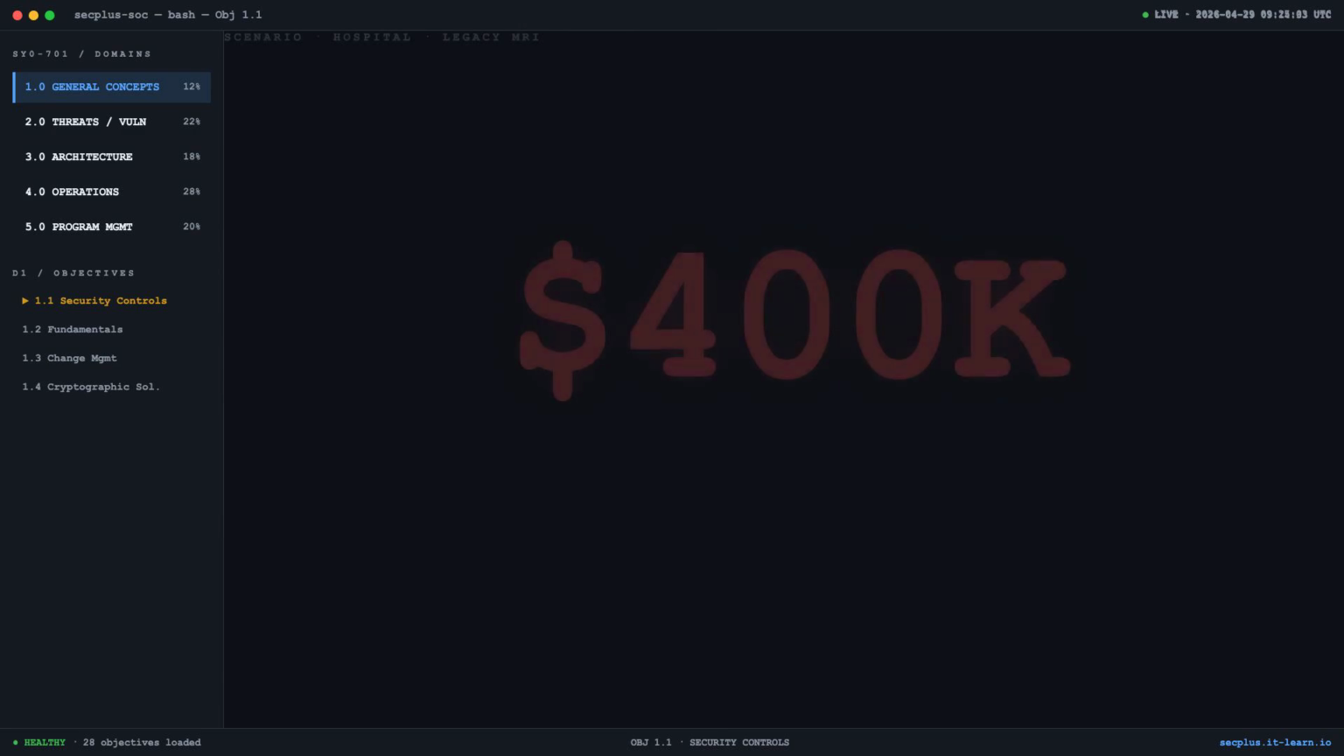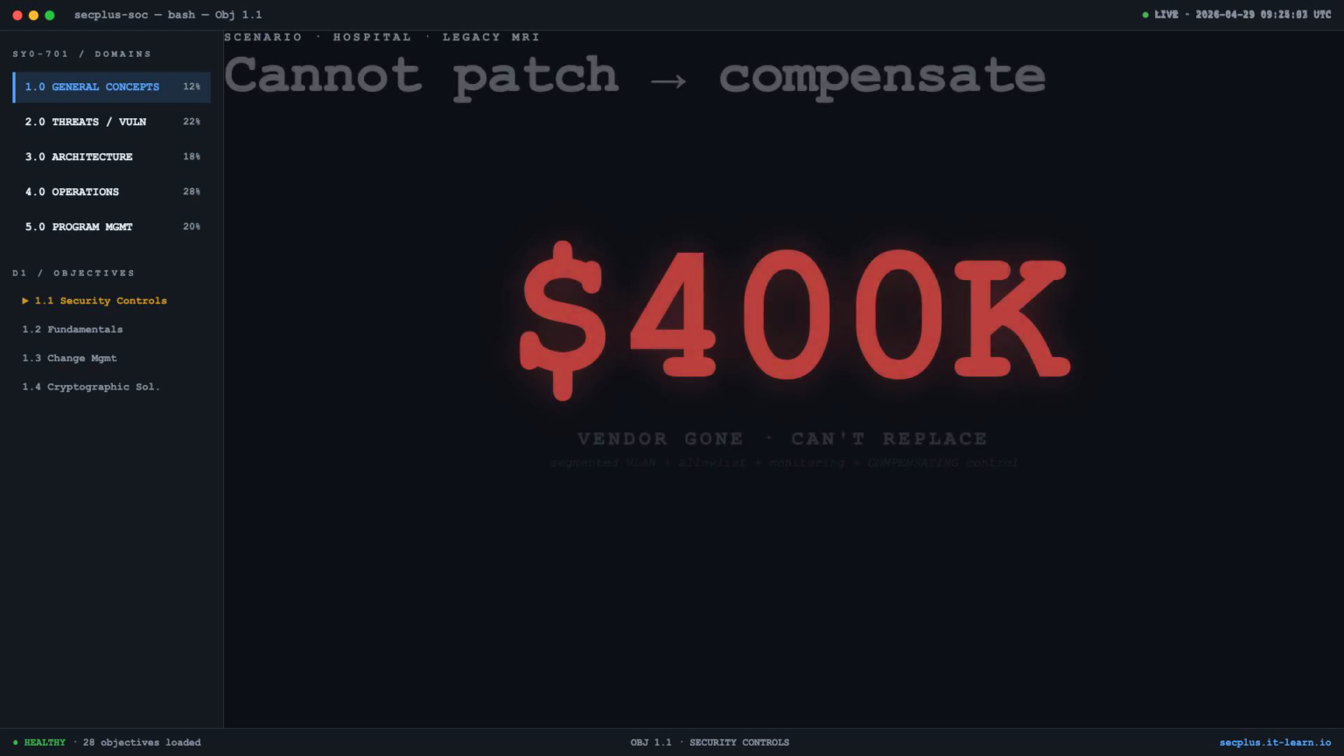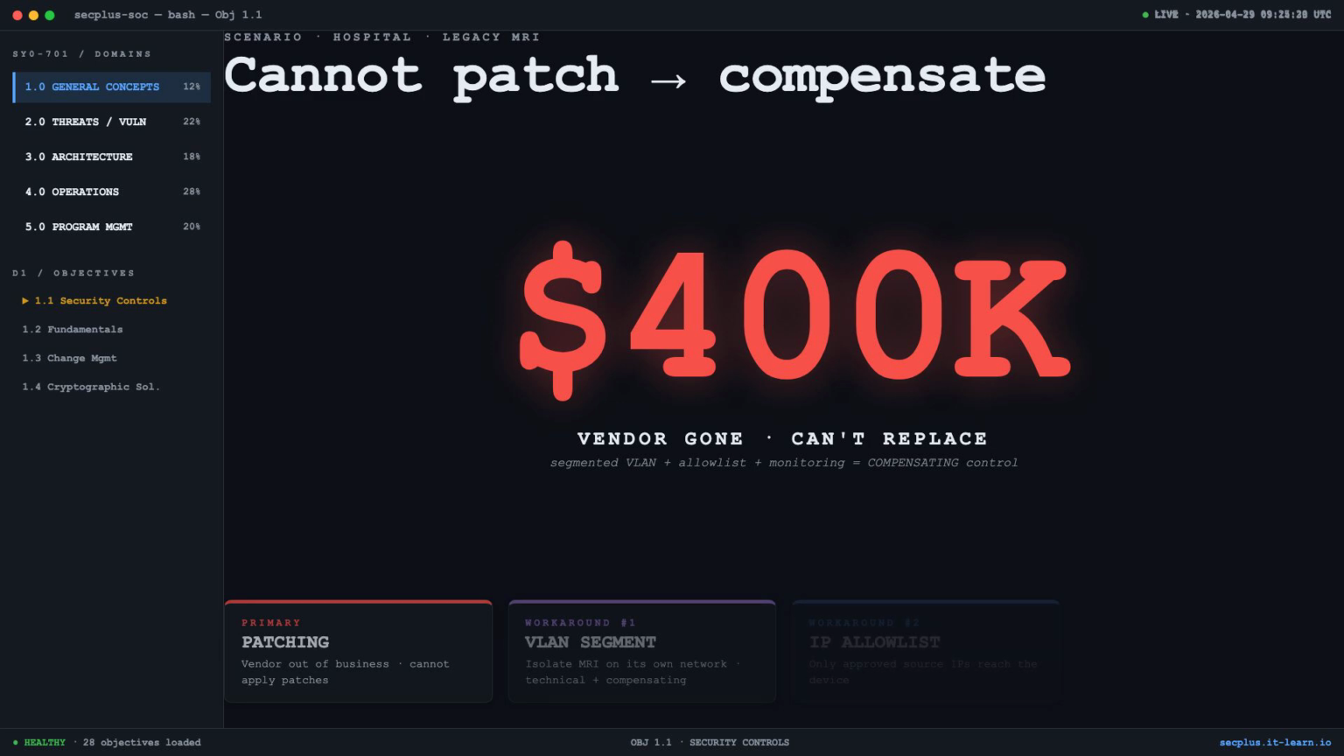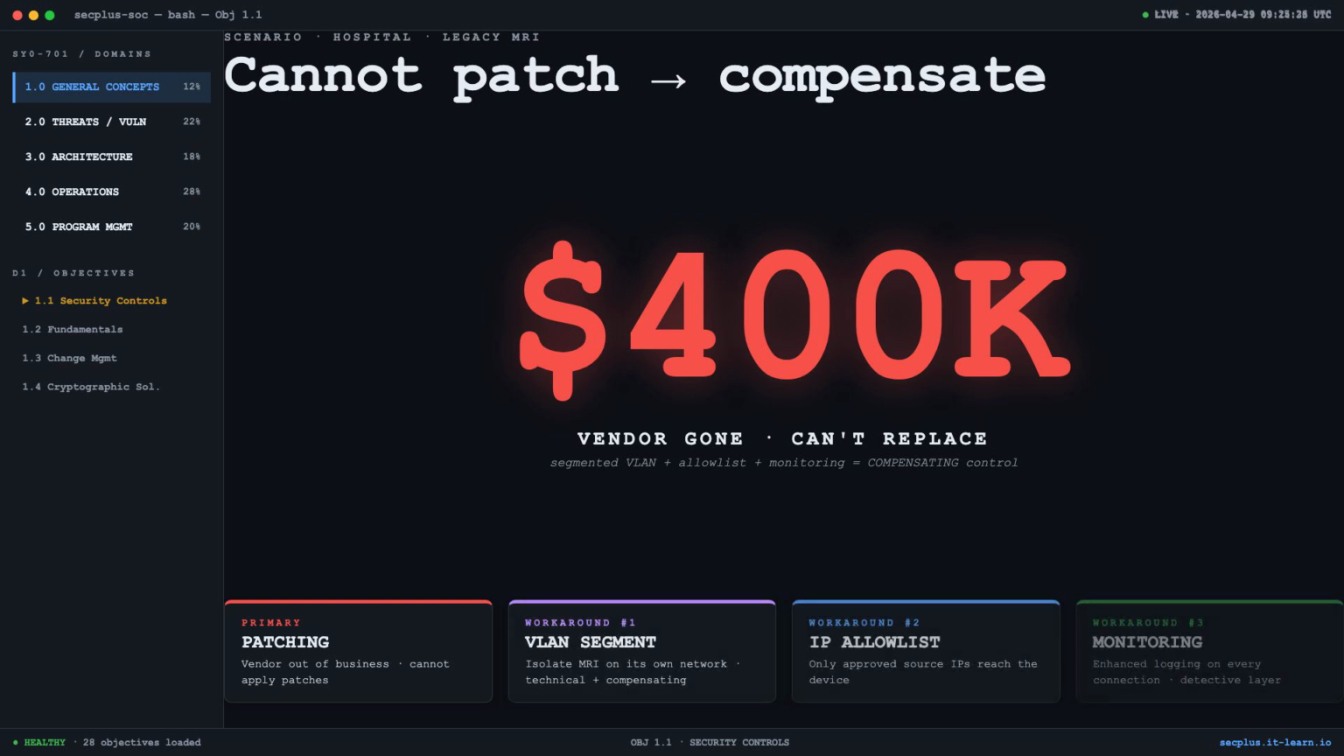A hospital cannot patch a critical legacy medical device because the vendor is out of business and replacing the device costs $400,000. They put it on a segmented VLAN with enhanced monitoring and an explicit allow list of source IPs. What kind of control is the segmentation? Not preventive in the textbook sense. It's compensating. They cannot do the right thing, so they compensate. The keyword that flagged it: cannot patch.